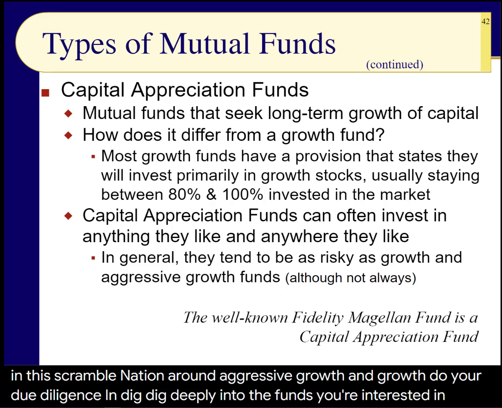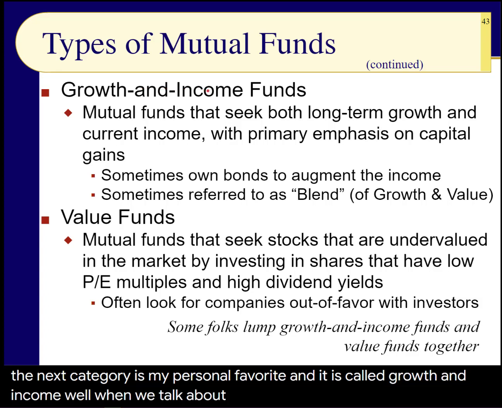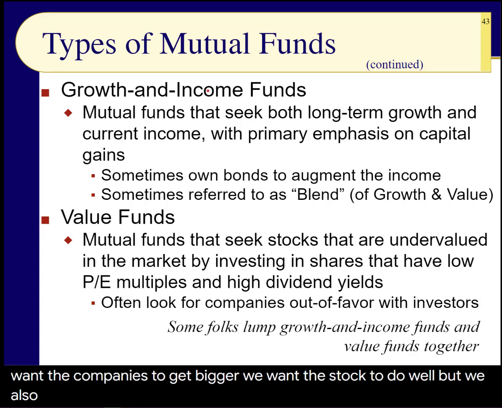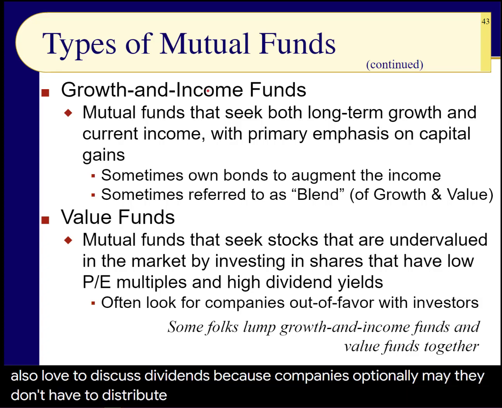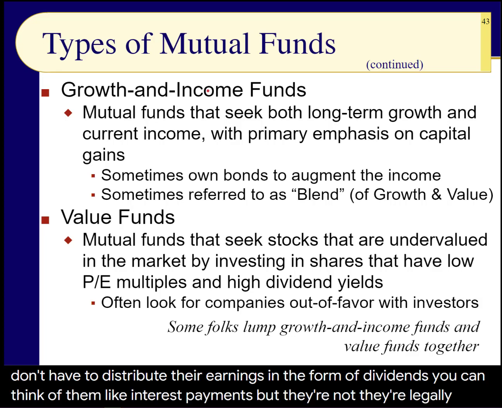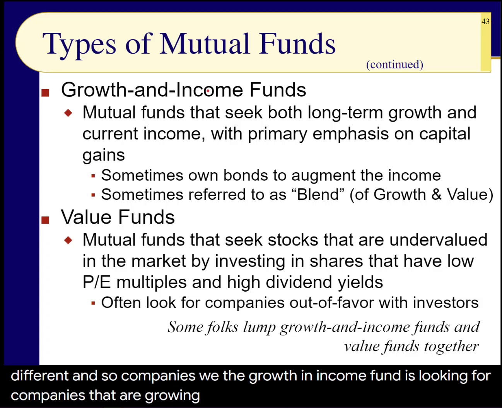Now, the next category is my personal favorite, and it is called growth and income. Well, when we talk about stocks, we talk about growth, right? We want the companies to get bigger, we want the stock to do well, but we also love to discuss dividends because companies optionally may, they don't have to, distribute their earnings in the form of dividends. You can think of them like interest payments, but they're not. They're legally different. And so the Growth and Income Fund is looking for companies that are growing the capital, growing the company, but also paying us dividends.